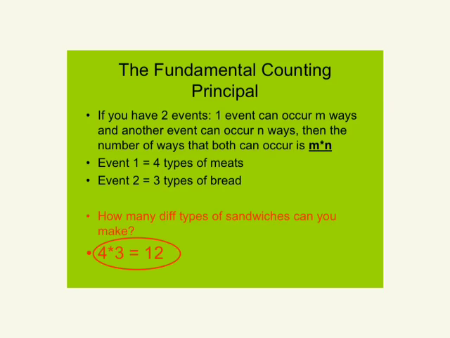So how many different types of sandwiches can you make? Well, you take the 4 types of meat times the 3 types of bread, and that tells you that you could make 12 different sandwiches.